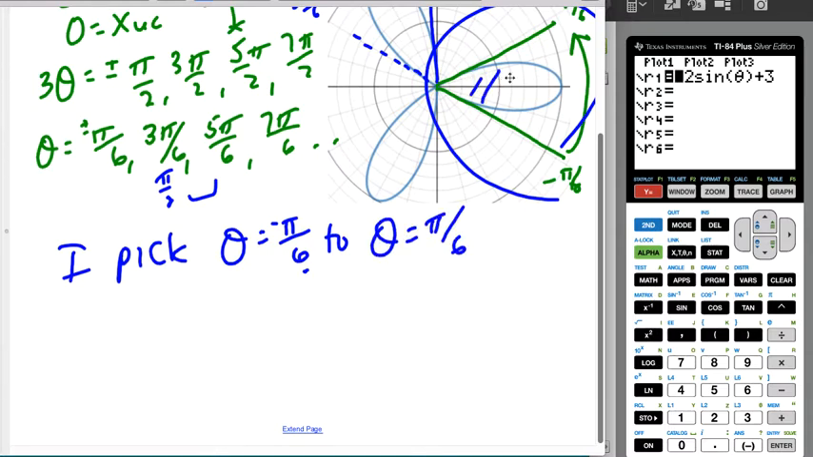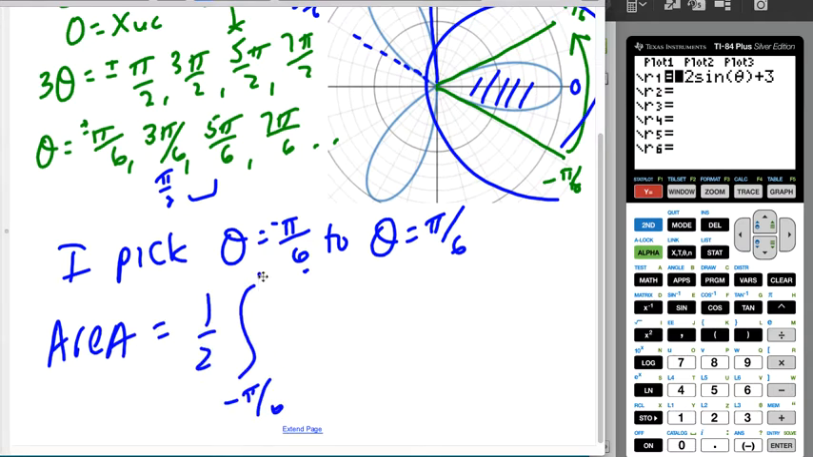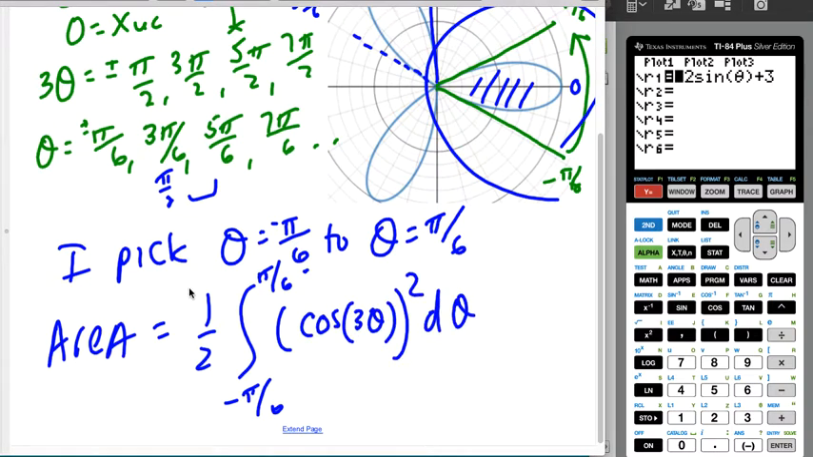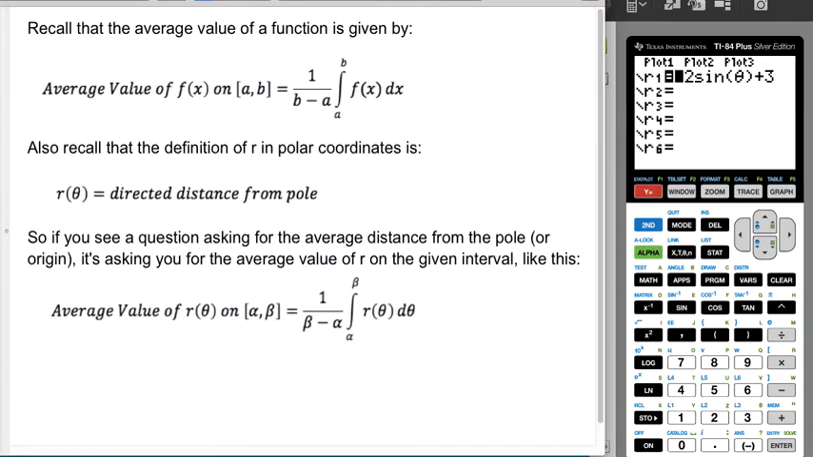I just thought this one was the nicest one, and you can see that it's around 0, right, because this is the line where theta is 0, so that's why I ended up with a positive and negative part of that angle. And so then my area of that one loop would be 1/2 the integral from negative pi over 6 to pi over 6 of cosine of 3 theta quantity squared with respect to theta, and that's it. Again, there's infinite correct answers there. I picked one of them.